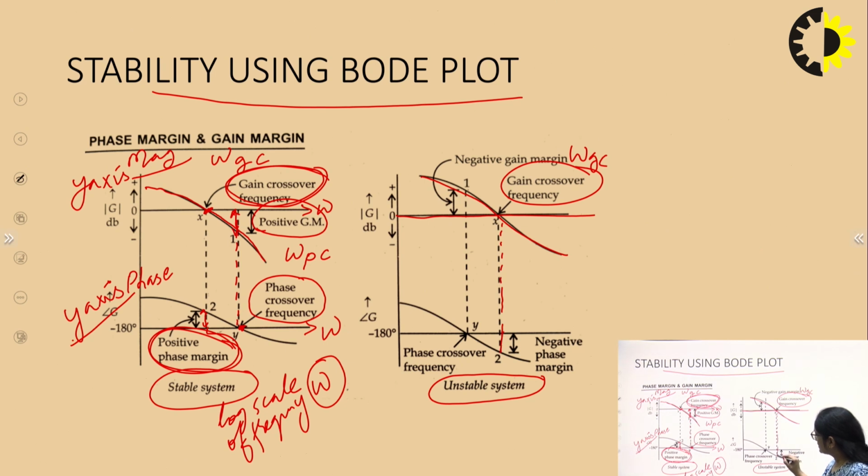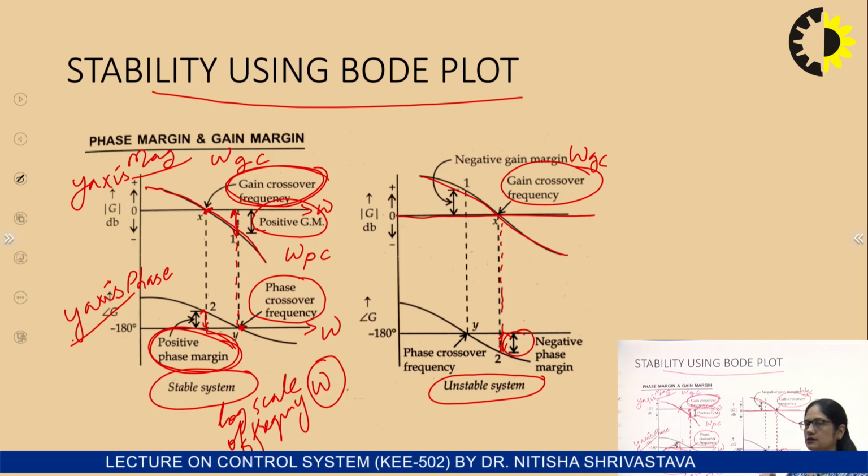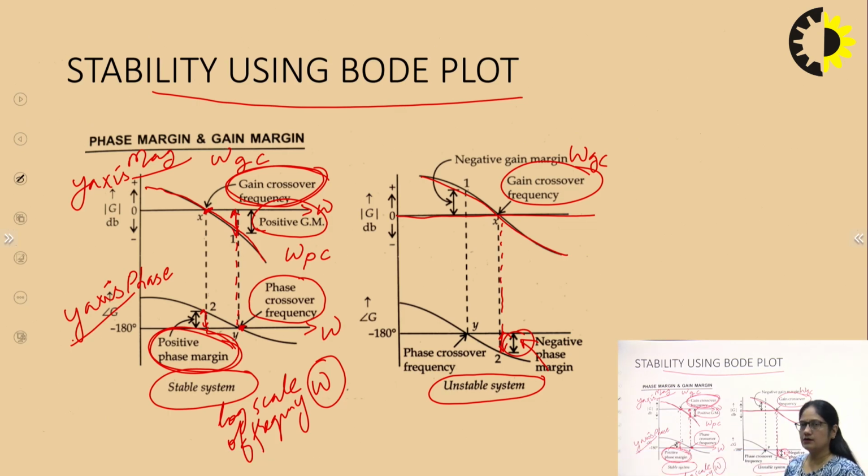This distance is known as the phase margin, and the value below this minus 180 degree line is a negative value. So this is termed the negative phase margin, and for such a response, the system is unstable. If the system has a negative gain margin and a negative phase margin, then the system is unstable. So it clearly means that for the system to be stable, both the gain margin and the phase margin should be positive.